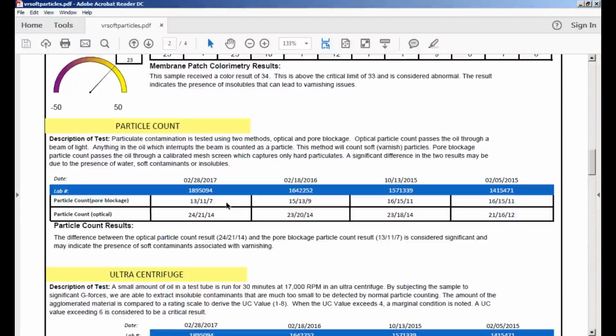All right, here's our particle count difference. You can see on the particle count with the pore blockage, it gets a really clean score. 1311.7. Wow, that's pretty clean. And yet, when you run it on the optical particle counter, you get a very high score.